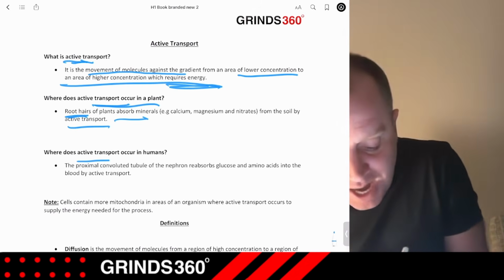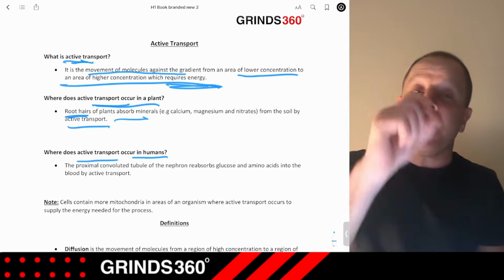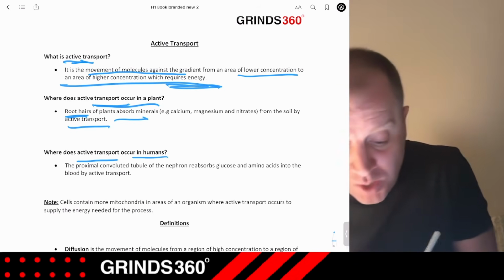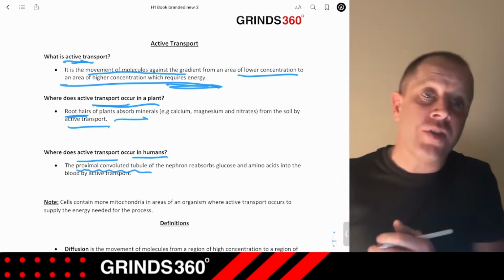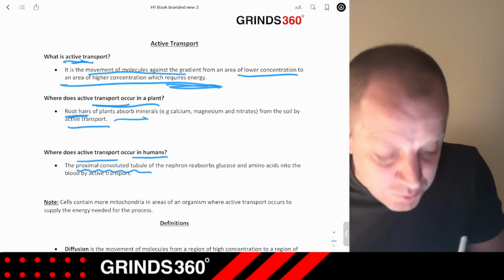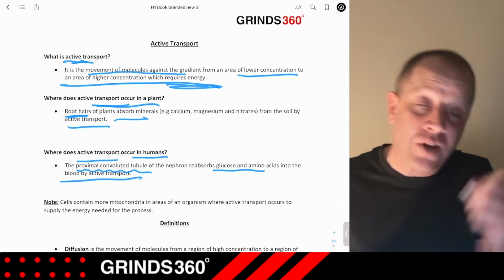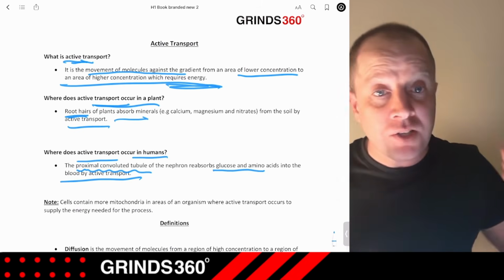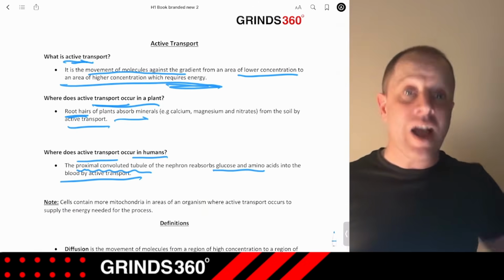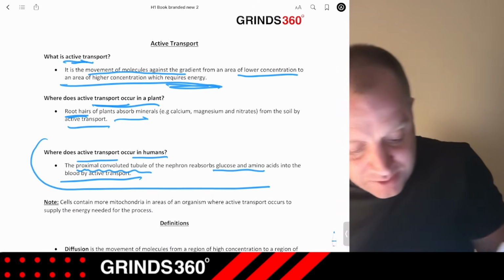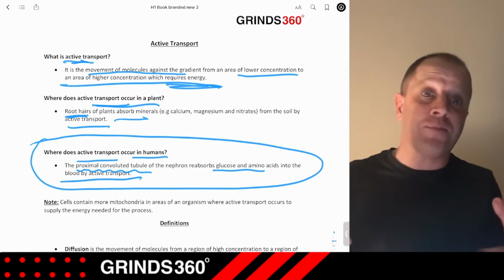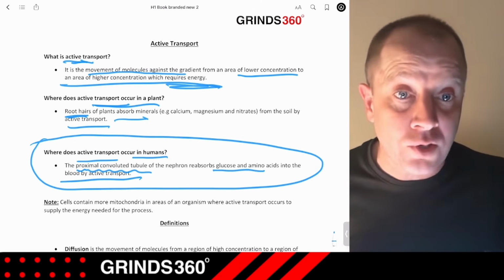You will also see active transport occurs in humans. In the nephron of the kidney, the proximal convoluted tubule reabsorbs glucose and amino acids by active transport, which means molecules are going from a lower concentration to a higher concentration. I'm not going to go into that today because we study the kidney in a whole chapter, but that's where active transport occurs there also.